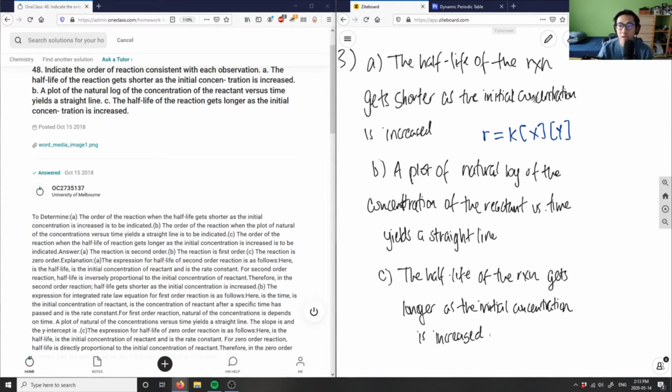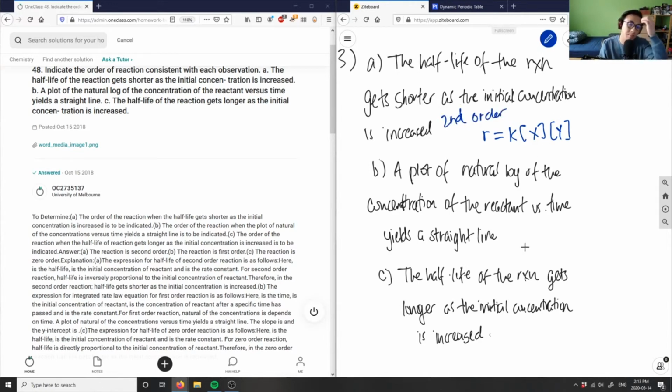So it's asking us if we increase the initial concentration here, the half-life is going to get shorter. Or you can say the rate here, it's going to get smaller, right? So if that's the case here, it's definitely a non-linear order, so it can't be first order. But in this case, it would be the second order, right? Because if the half-life gets shorter when I'm increasing X, my rate is going to change accordingly. So this first guy here is a second order reaction.